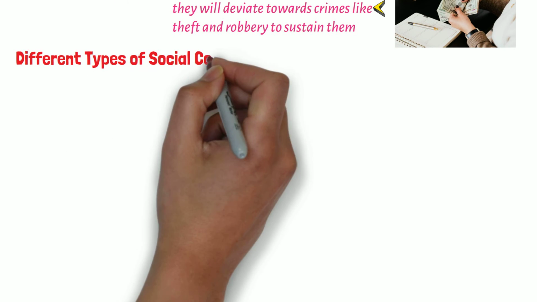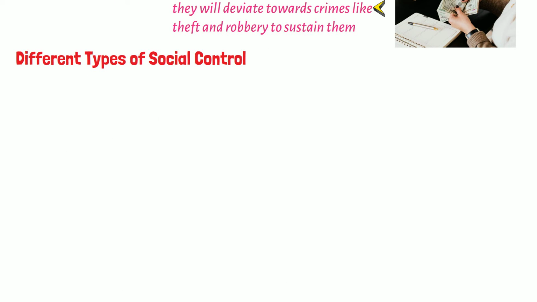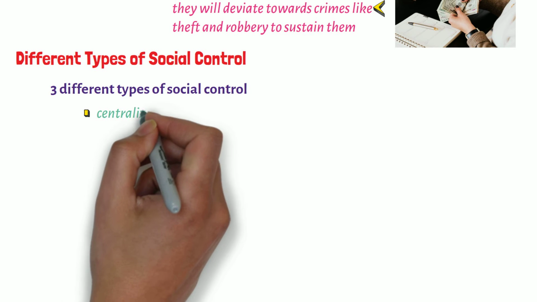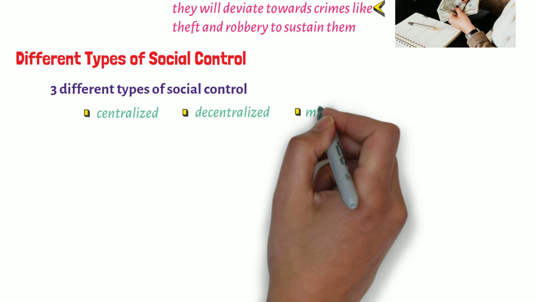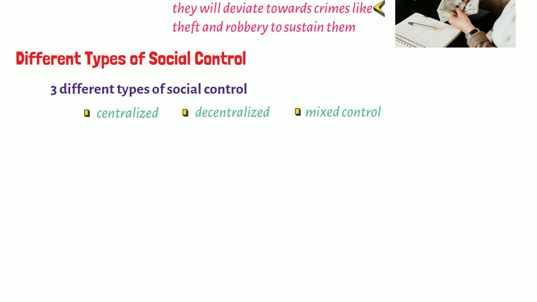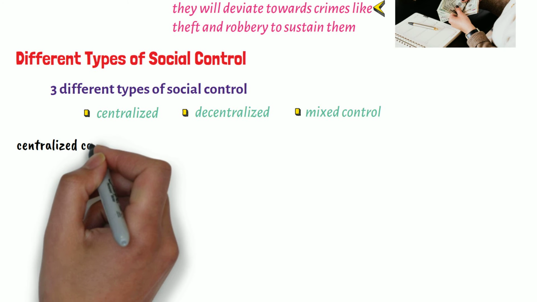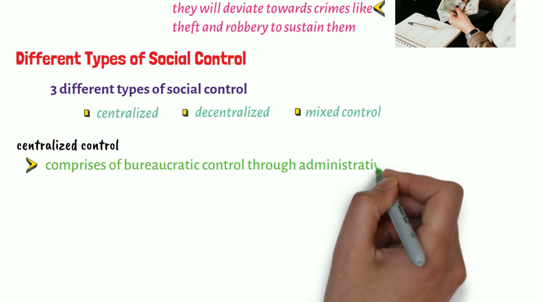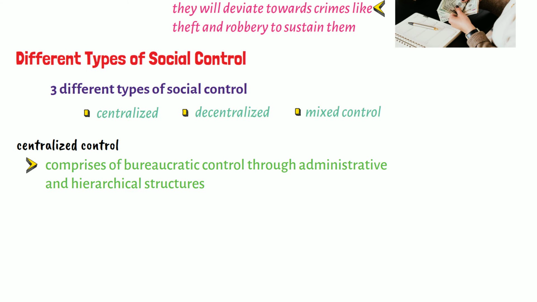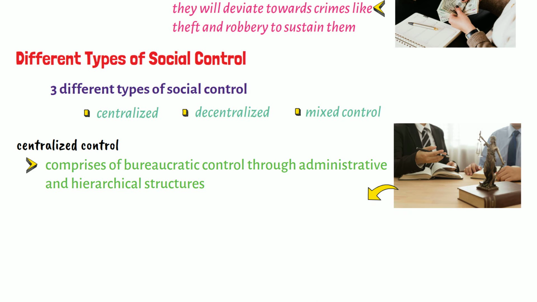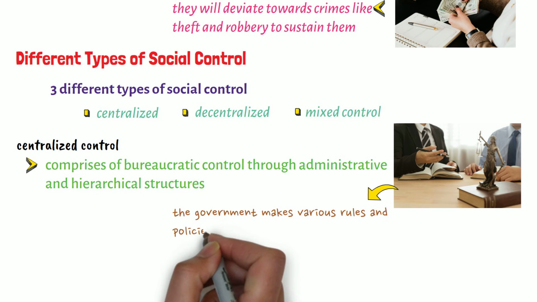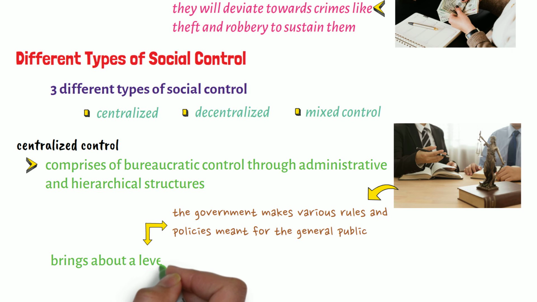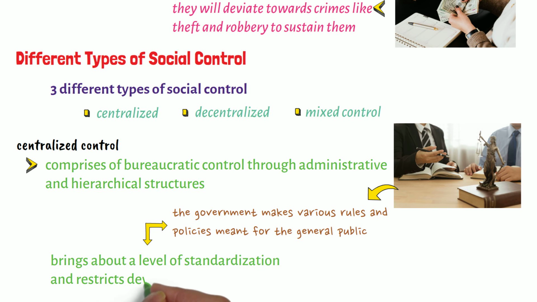Different types of social control. There are 3 different types of social control, namely centralized, decentralized, and mixed control. First, centralized control comprises bureaucratic control through administrative and hierarchical structures. For example, the government makes various rules and policies meant for the general public. This brings about a level of standardization and restricts deviances.